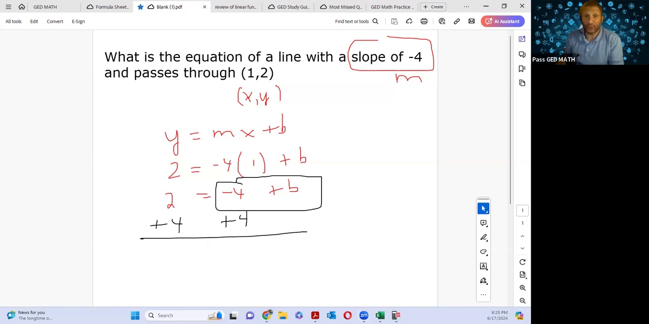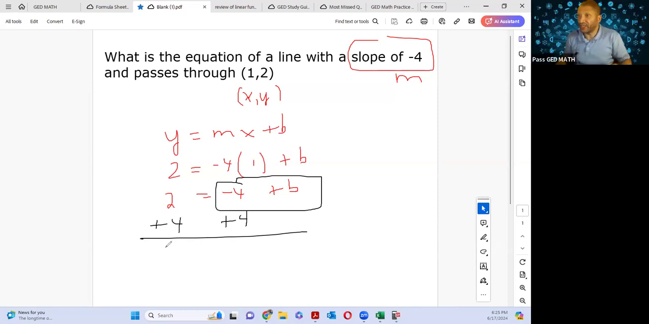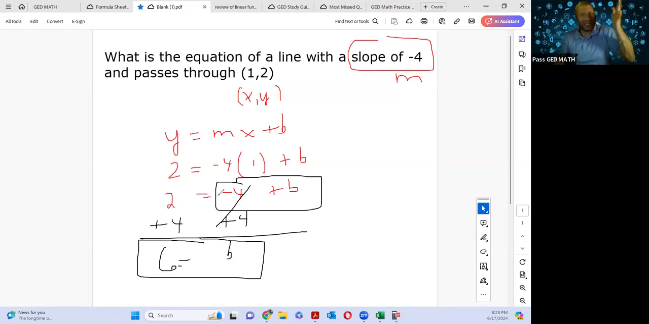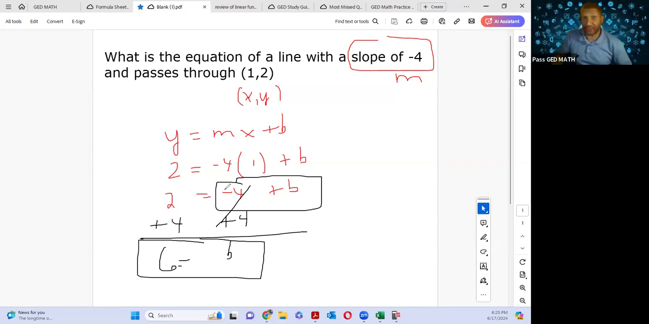So 2 plus 4 is what? 6. Bring down your equal. The two 4s cancel. Bring down my b. When you're talking about a linear equation, what does b stand for? B is 6, but what does it stand for?